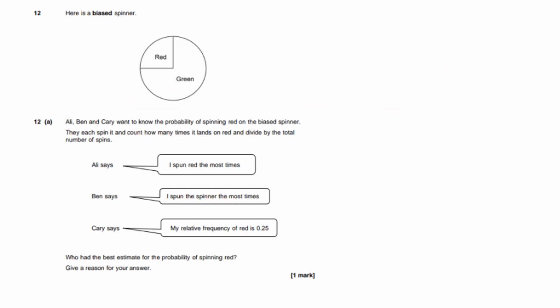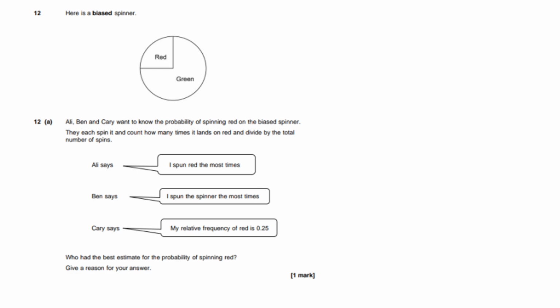So here's a biased spinner for question 12. Ali, Ben and Kerry want to know the probability of spinning red on the biased spinner. They each spin it and count how many times it lands on red and divide it by the total number of spins. Ali says I spun red the most times. Ben says I spun the spinner the most times, and Kerry says my relative frequency of red is 0.25. Who had the best estimate for the probability of spinning red?